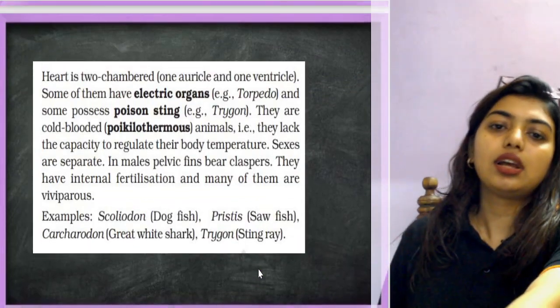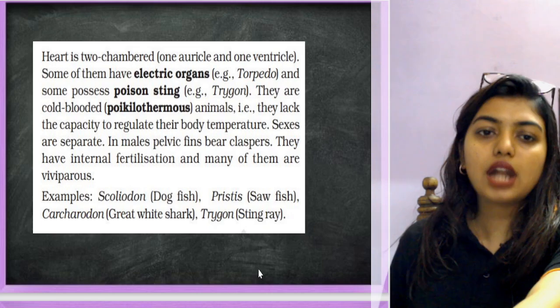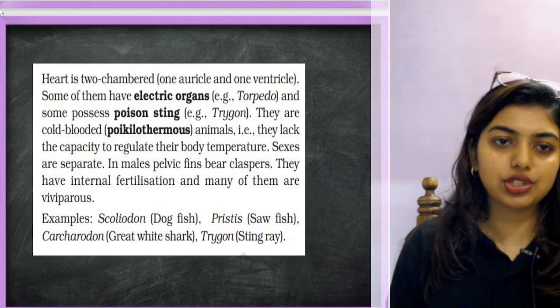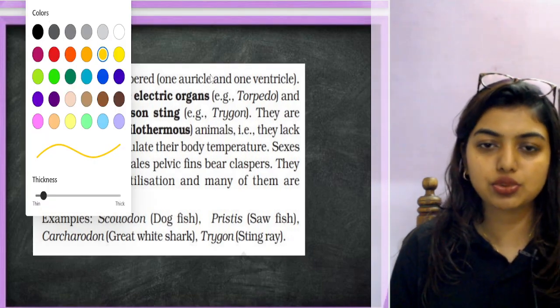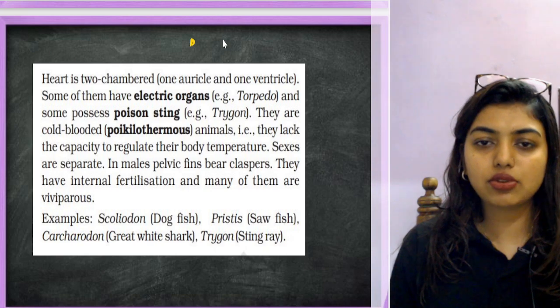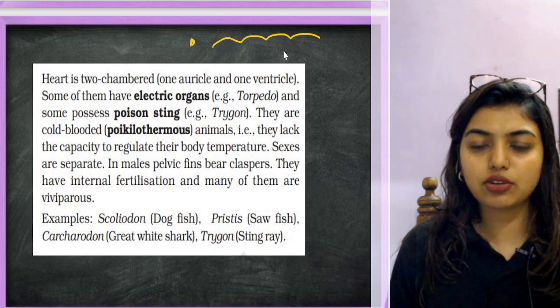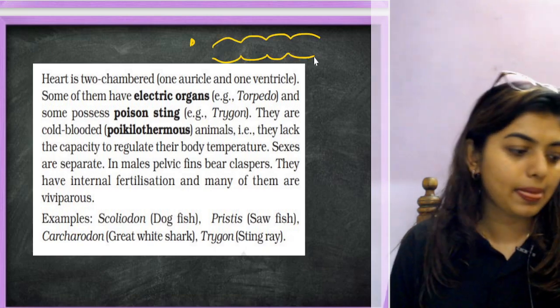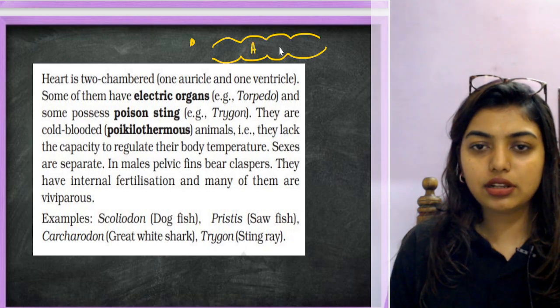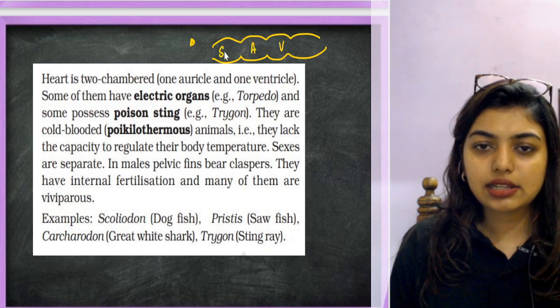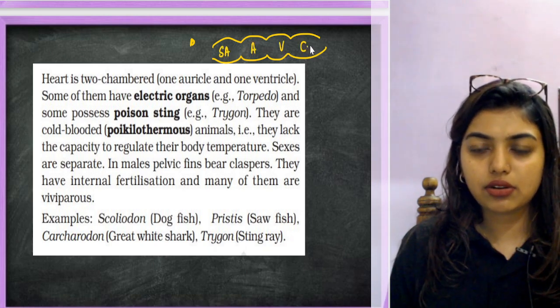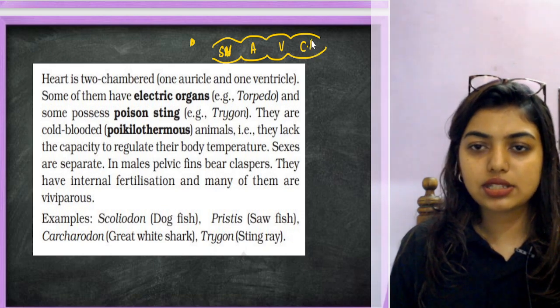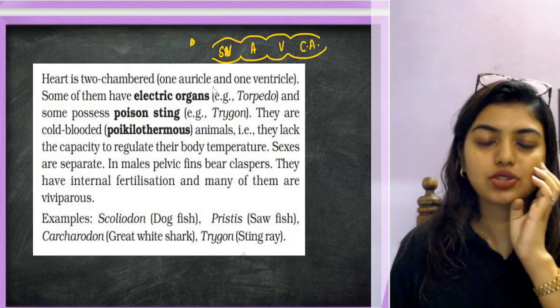Now, the next thing, the heart is two-chambered. I hope all of you know that fish heart is two-chambered. One auricle will be there. This is how I draw the heart of the fish all the time: this is the auricle, this is the ventricle, this is the sinus venosus and conus arteriosus. These are accessory organs to support these chambers.